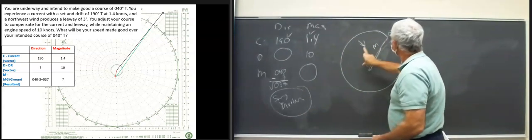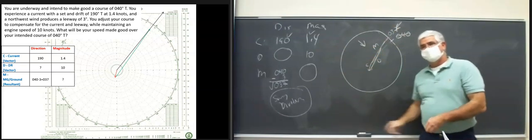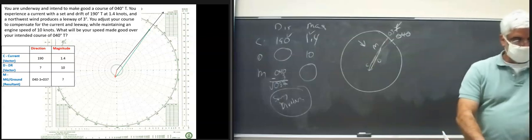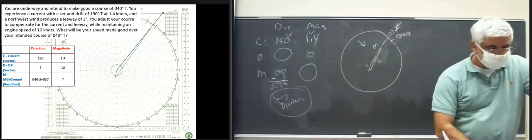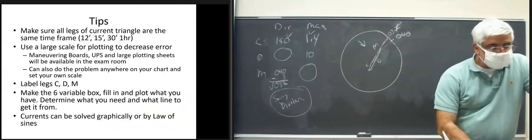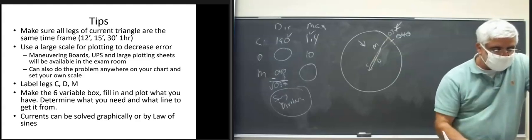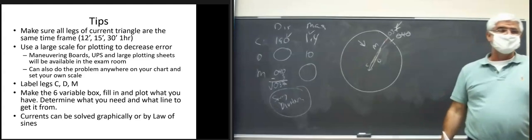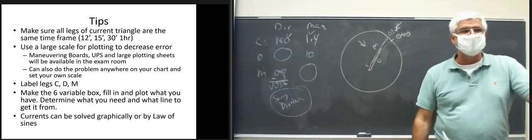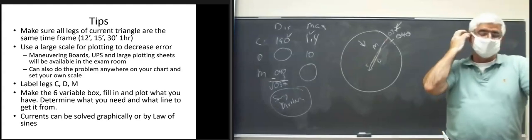Right there. Boom. Measure that. Boom. Done. Okay? Cool. Set and drift done. All right. This little table is a very useful thing. Tips: use a big scale, label CDM, make your box. You can also do this by law of sines if you want, probably don't want to. Mr. Bonnell might want to, but anyway, okay.